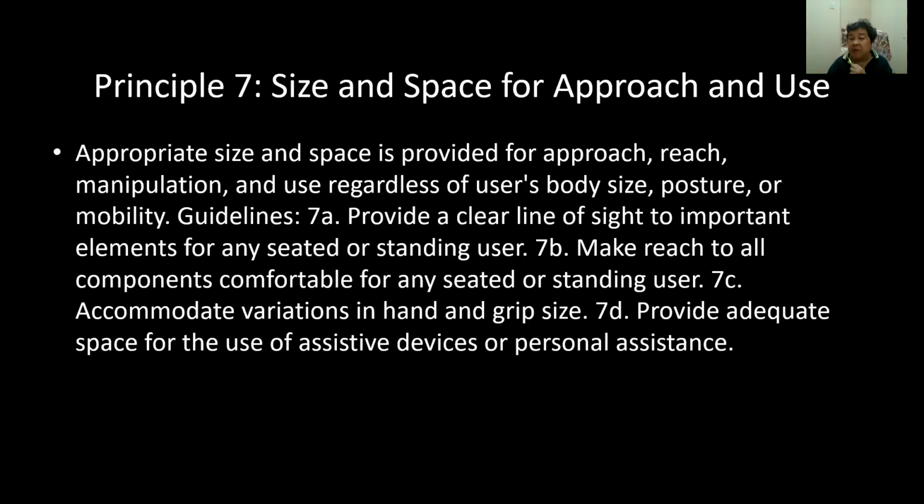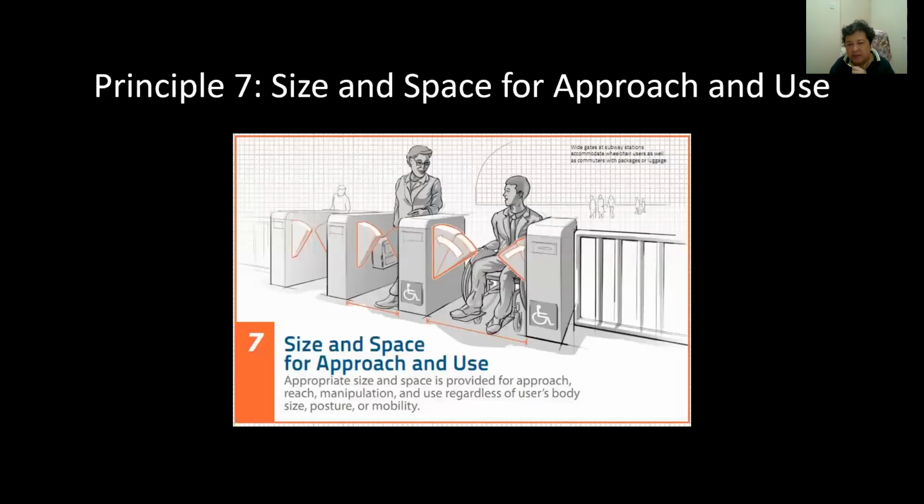So the last principle is the size and space for approach and use. Appropriate size and space is provided for approach, reach, manipulation, and use regardless of the user's body size, posture, or mobility. One of the guidelines says provide a clear line of sight to important elements for any seated or standing user. And you're able to reach all components comfortably and so on.